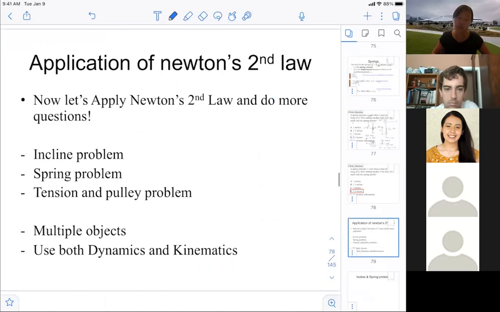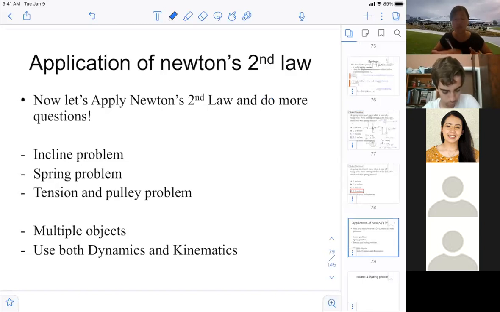So in the application of Newton's second law, a lot of times you will see these very classical types of problems. Looking at the surface features of these problems, sometimes they involve a ramp. Sometimes they involve a spring. Sometimes they involve a rope extended through a pulley, a tension and pulley problem. Sometimes they involve multiple objects, one right next to another. Sometimes you need to use both Newton's second law and kinematics combined to solve these problems.